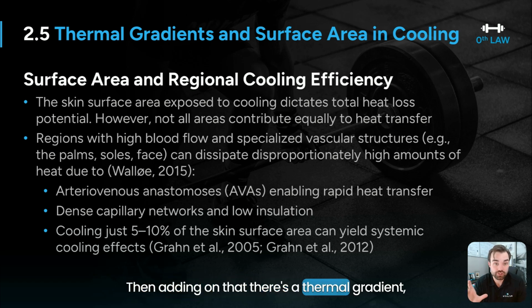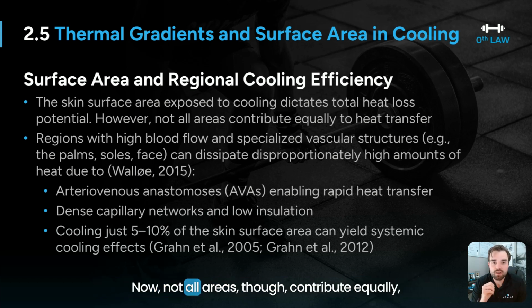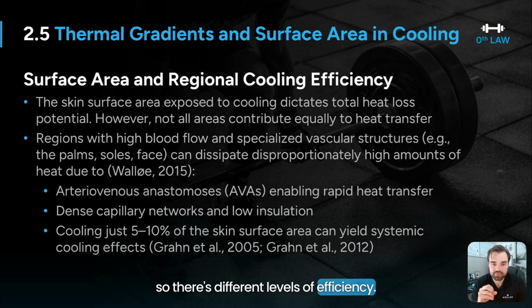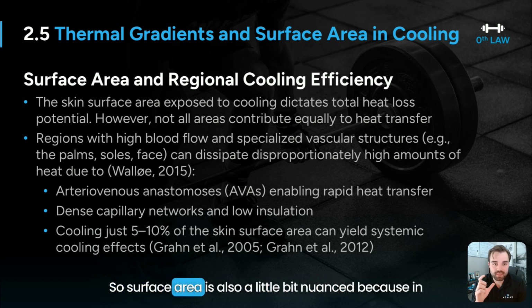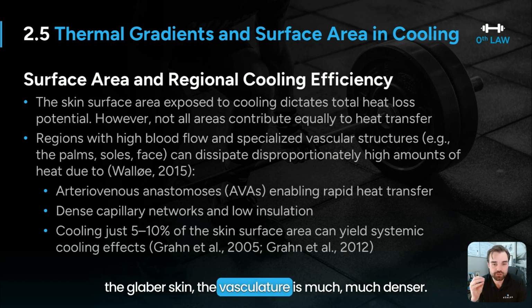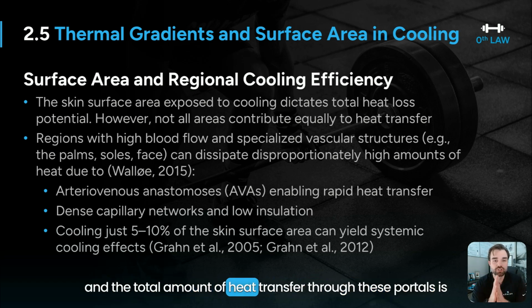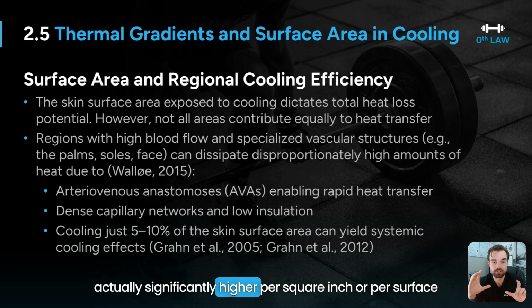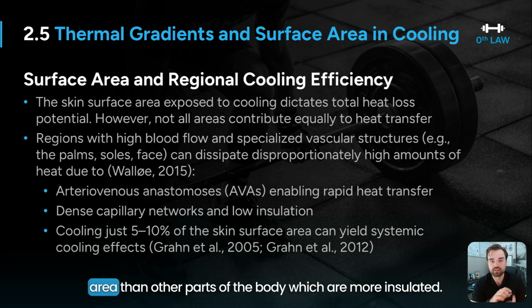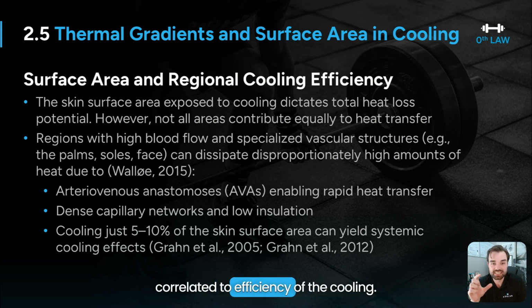Then adding on that, there's a thermal gradient, but there's also surface area. Generally speaking, the larger the surface area, the better. Now, not all areas, though, contribute equally. So there's different levels of efficiency. So surface area is also a little bit nuanced because in the palms of the hands, soles of the feet, and the upper face, the glabrous skin, the vasculature is much, much denser. So the total amount of blood flow through these portals and the total amount of heat transfer through these portals is actually significantly higher per square inch or per surface area than other parts of the body, which are more insulated. So again, surface area is not 100% directly correlated to efficiency of the cooling.